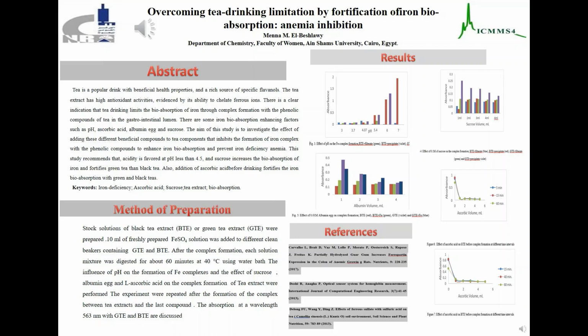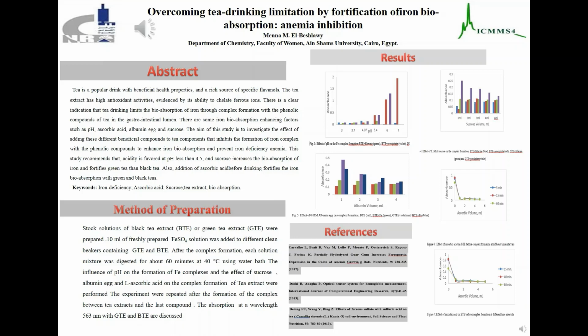In the experiment, stock solutions of black tea extract or green tea extract were prepared. 10 milliliters of freshly prepared ferrous sulfate solution was added to different clean beakers containing green tea extract and black tea extract. After complex formation, each solution mixture was digested for about 60 minutes at 40 degrees Celsius.